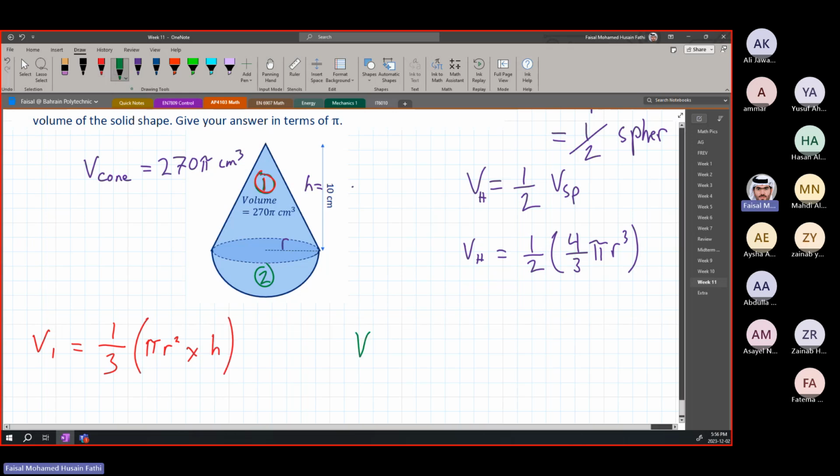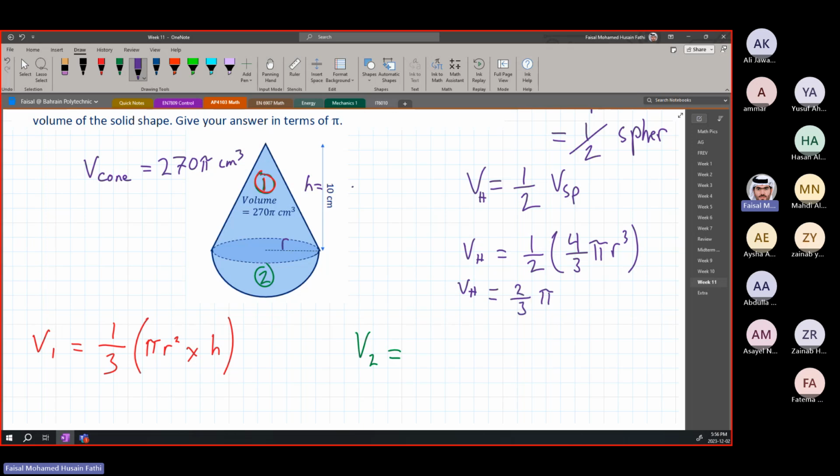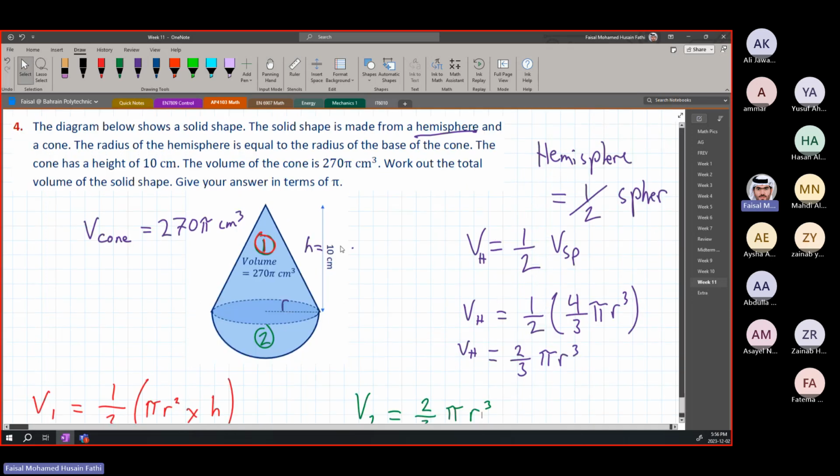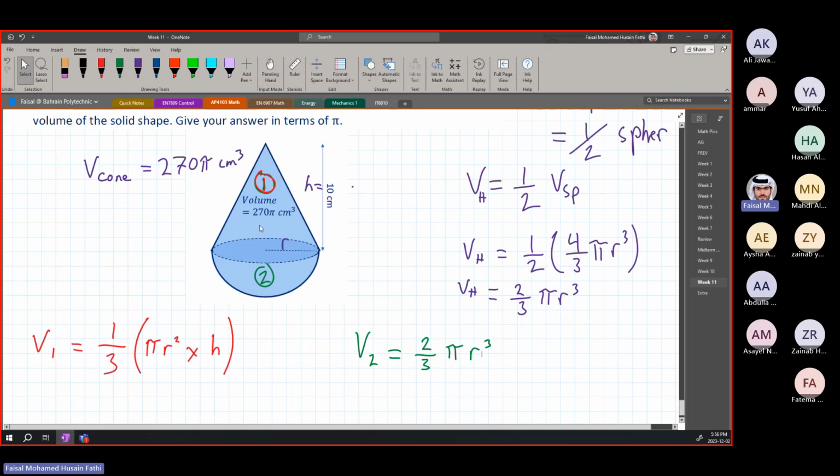The volume V2 is equal to, sorry, it's a hemisphere, half a sphere. So if we simplify this, this is basically 2 over 3 pi r cubed, okay? So V2 is equal to 2 over 3 pi r cubed. We know that this r is equal to the cone's r.